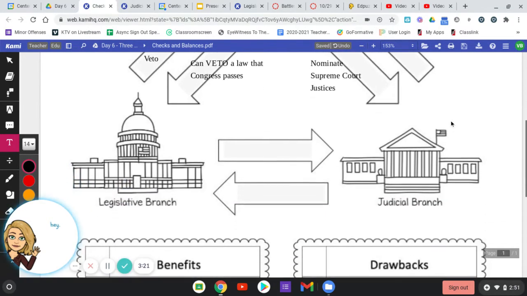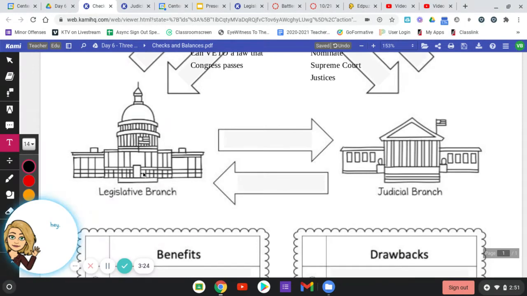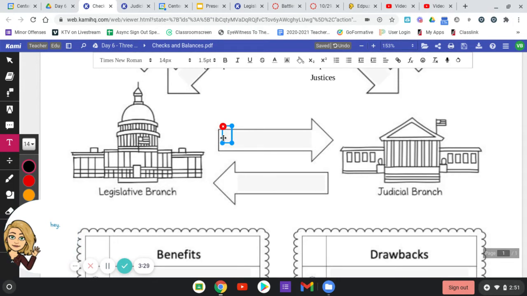Now let's look at how the legislative branch and judicial branch check and balance each other. So the legislative branch checks the judicial branch because it approves Supreme Court justices. So when the president nominates or appoints a Supreme Court justice, the legislative branch has to actually vote and approve it. It's very rare that they don't approve a justice, but that's the job of the legislative branch.